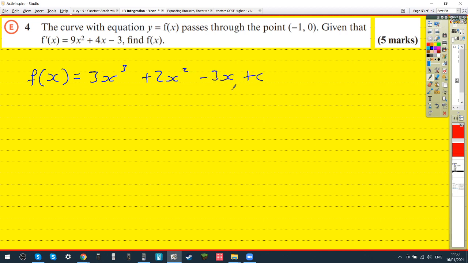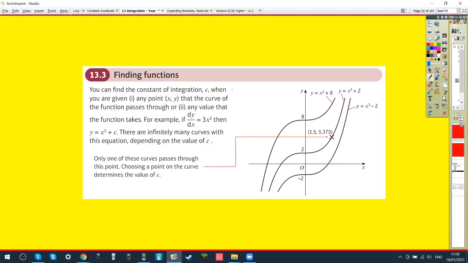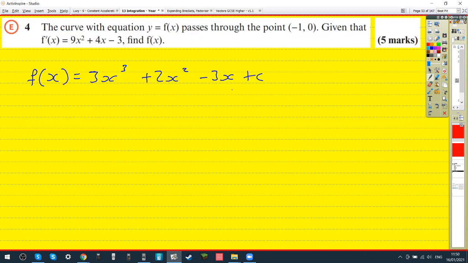Okay, and that is indefinite integration. We now have definite integration. We're told that this curve y equals f of x passes through the point minus 1, 0. How can we use that to find c? Can we sub in minus 1 for x? Yep.